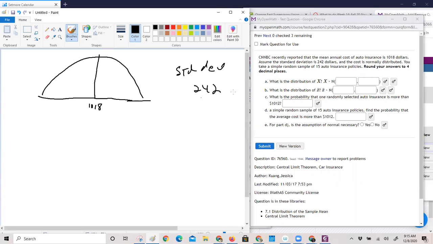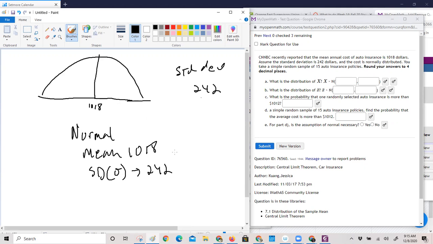Now, see how this is a capital X? This is a little bit of notation that I want you to see. This capital X means for a single individual. So this isn't a sample, and this isn't the central limit theorem. So what this tells me is this is normal. Of course, he told me it was normal. And it has a mean of 1018 and a standard deviation, we'll use that fancy symbol for standard deviation, of 242. And that works for any individual.